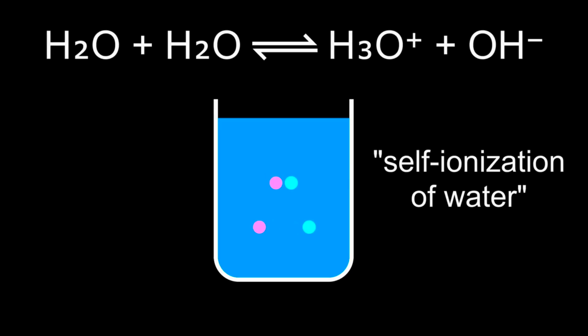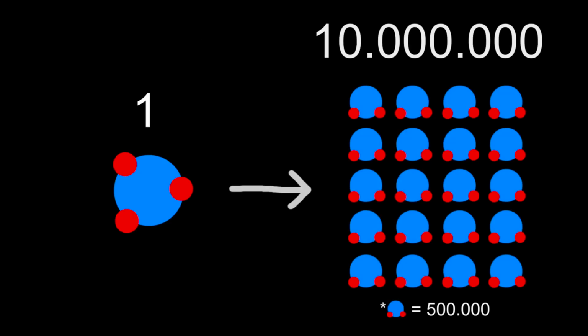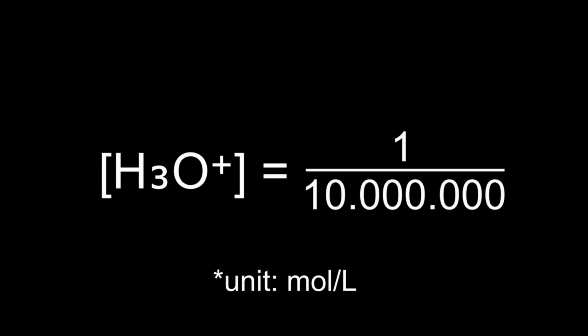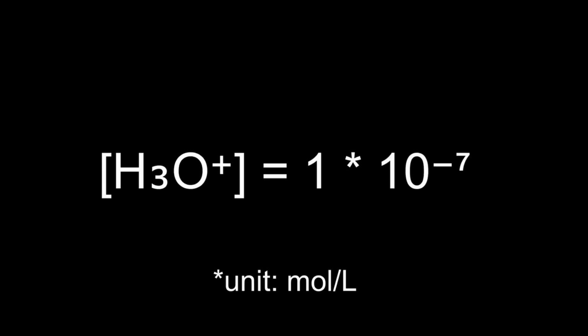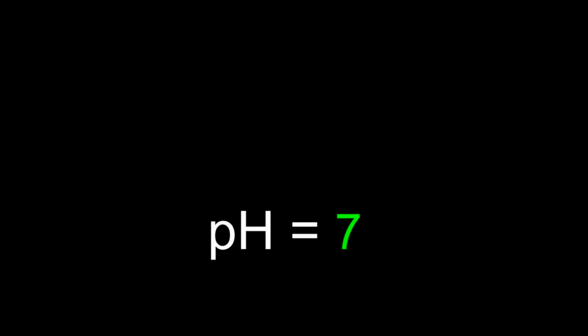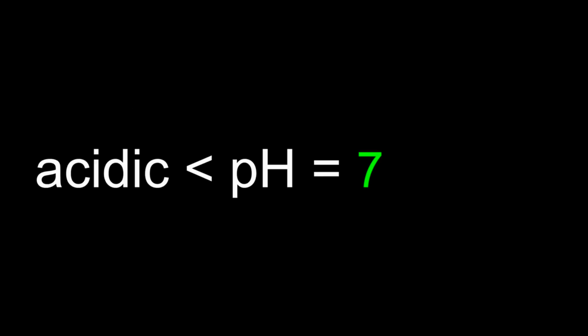For example, pure water is in a chemical equilibrium. There's exactly one hydronium ion for every 10 million water molecules. In other words, the concentration of hydronium is 1 over 10 million, or 1 times 10 to the negative 7. Taking the negative log of this gives us a pH of 7, which is considered neutral. Anything lower than 7 is acidic, and anything above is basic, unlike you.